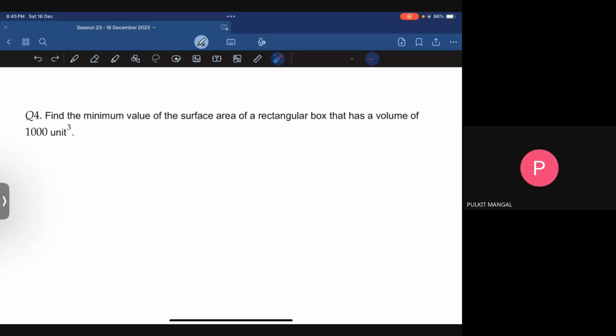So this is the last question for today. Find the minimum value of the surface area of a rectangular box that has a volume of 1000 unit cube. So how should we proceed with this question?